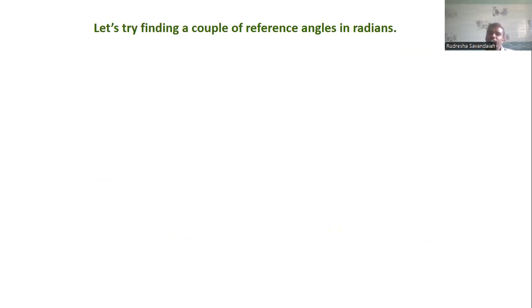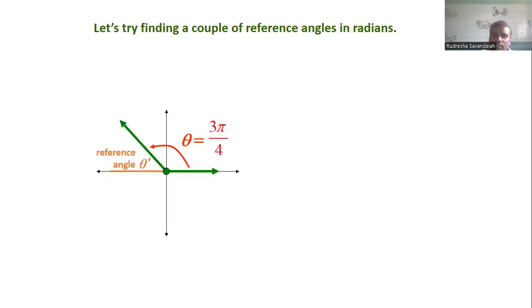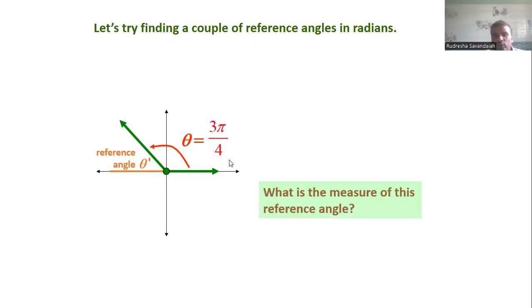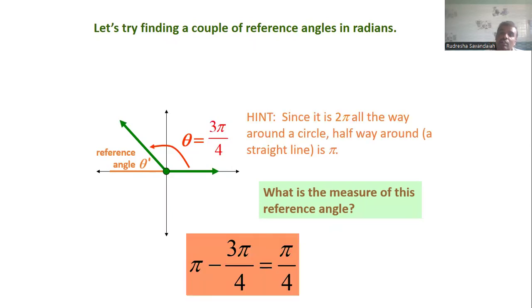Let's find a couple of reference angles in radians. See here, this is theta, 3 pi by 4. What is the measure of this reference angle? Since it is 2 pi all the way around a circle, halfway around a straight line is pi. Pi minus 3 pi by 4 is pi by 4.